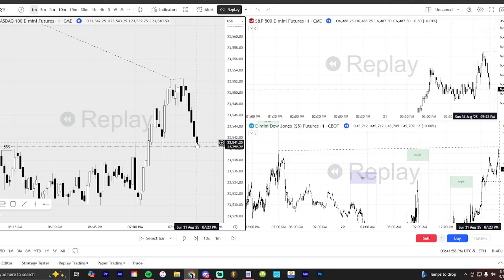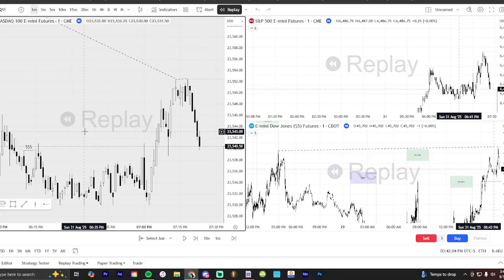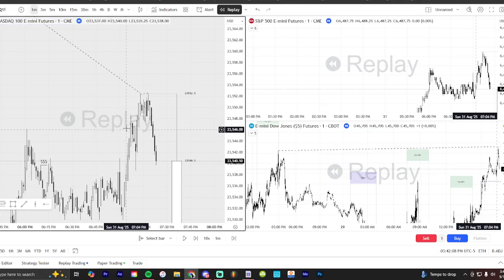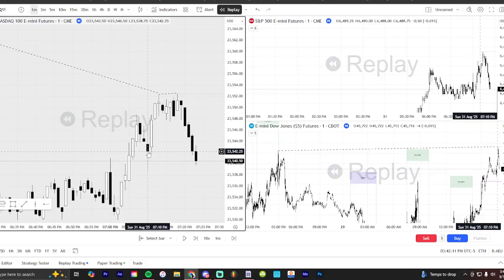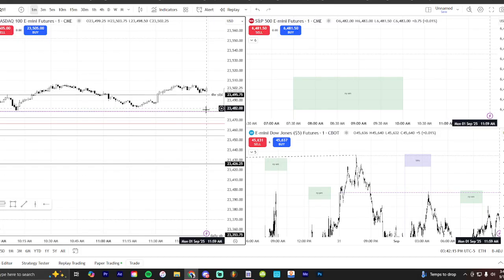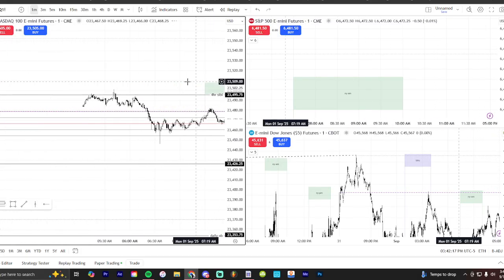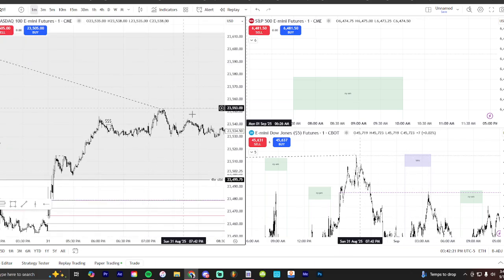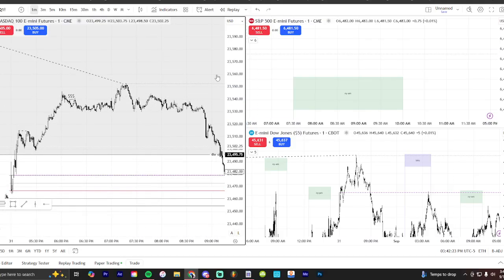I don't really demand too much if I have internal manipulation and I have an SMT. So this was enough for me to enter right here, like how it was before. This was just a little bit early in the day. But we displaced through it. So yeah, we displaced through it. We sweep internal again.